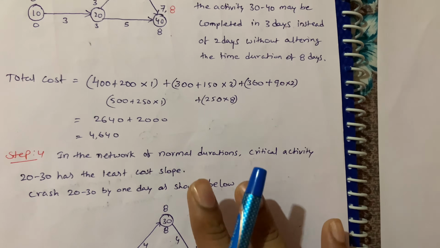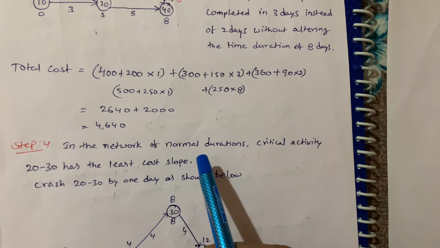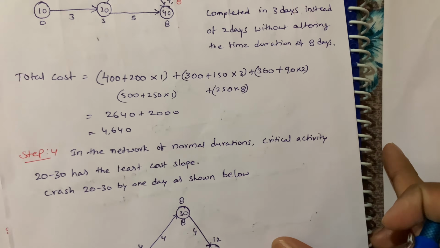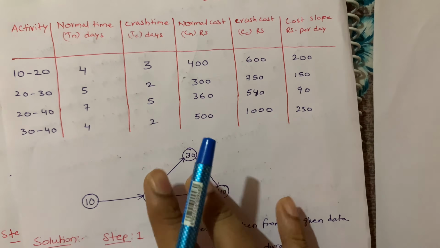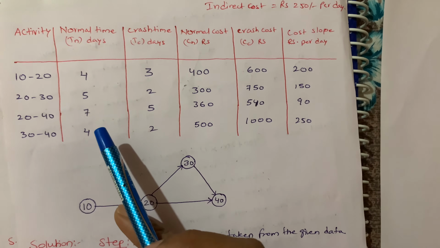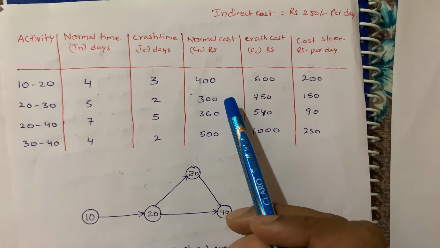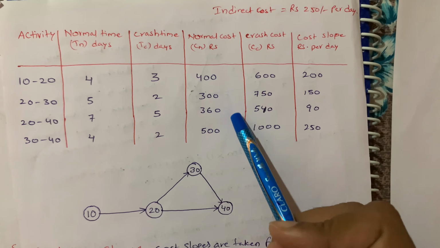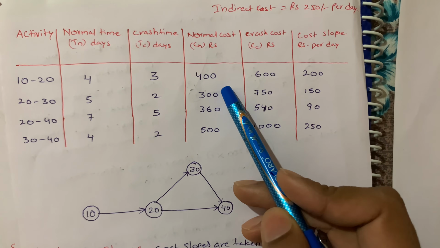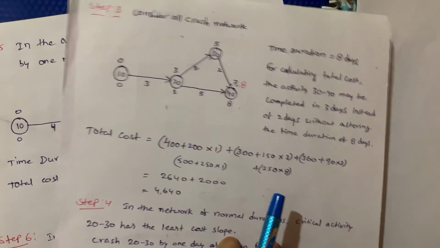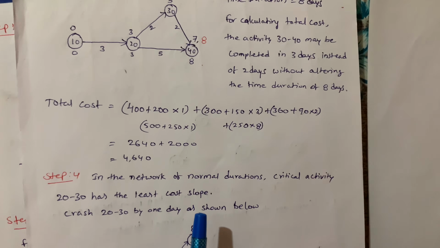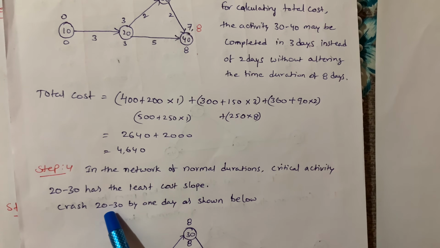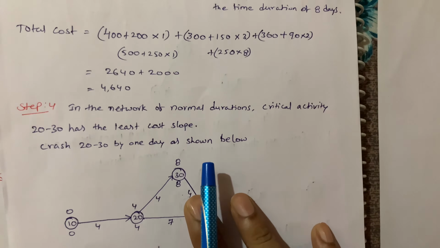And next we are going to consider, in the network of normal durations, that critical activity 20 to 30 has the least cost slope. For normal durations, the network has the least cost slope here. So while we are considering normal time, we are going to consider the normal cost. So here the least one is 300. So the crash here is 20 to 30, by 1 day as shown here.